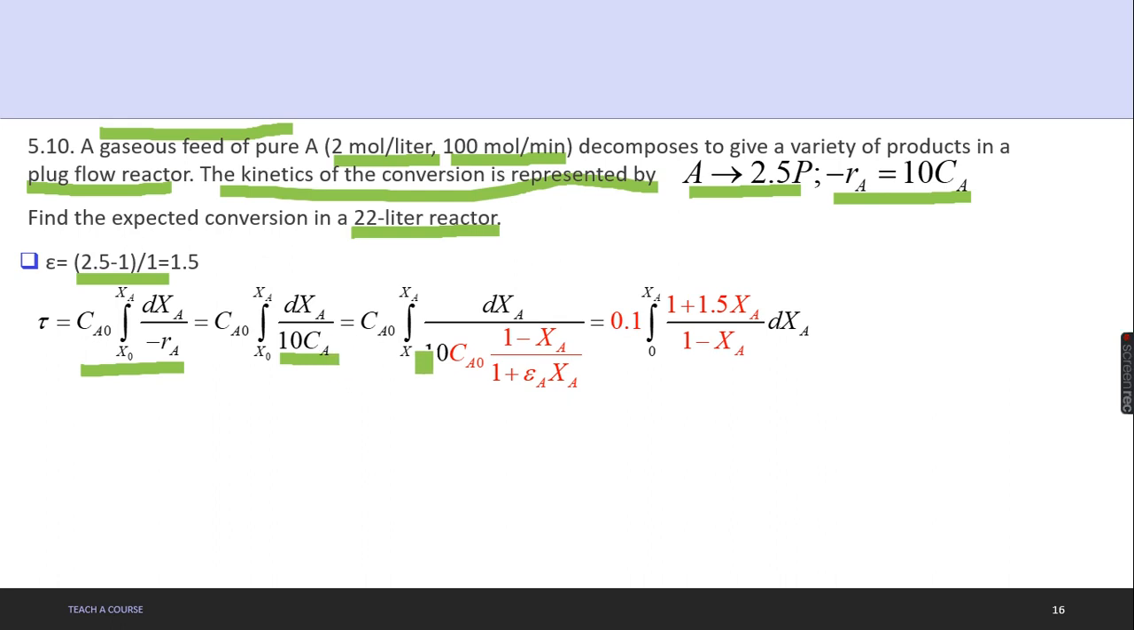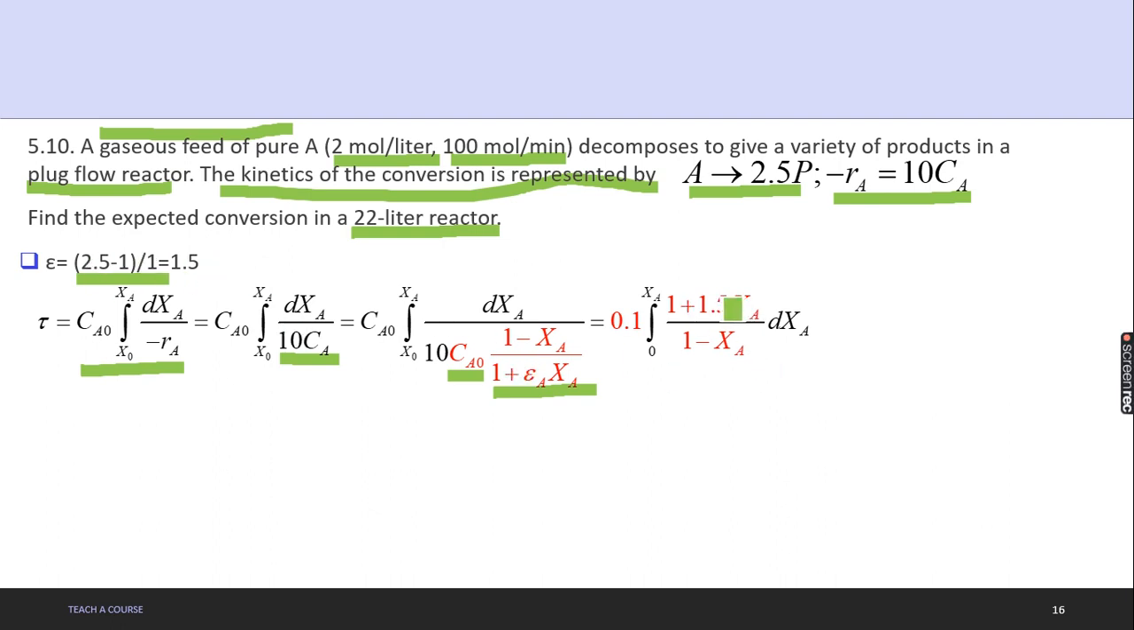So earlier we were writing CA was CA0 into 1 minus XA, that was the original one, but you see now eta is coming over in this picture. As eta is coming over, we have already shown you earlier how CA and XA are related when eta is there or where volume is changing. So it is becoming 1 minus XA over 1 plus eta XA, that's all. Otherwise the expression has no change. So we are plugging it back. Eta value is 1.5, we already know.